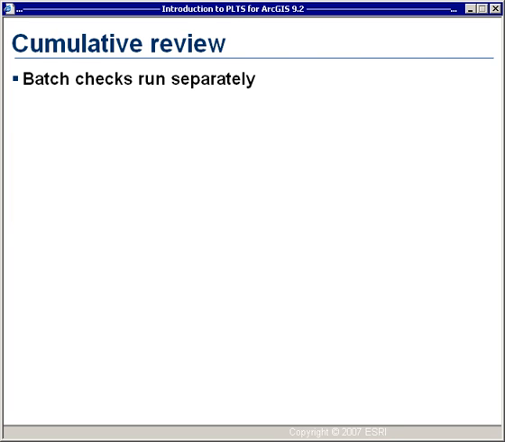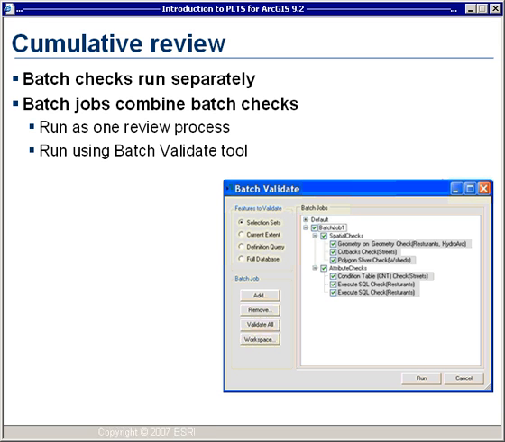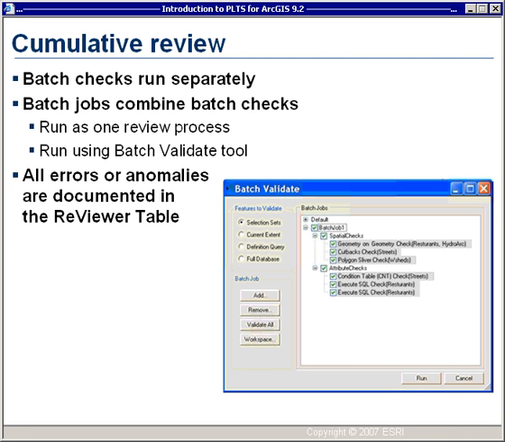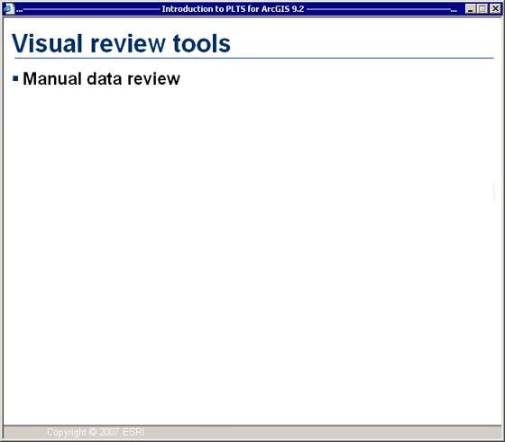Not only can you run each batch check separately, but you can use them together to perform a cumulative review. The cumulative review is termed a batch job, and it combines all the individual checks into one review process. The tool used to run a batch job is called the Batch Validate tool. Just like with the batch checks, when you run a batch job, all the errors or anomalies are documented in the reviewer table. With the automated review complete, the next step is usually to conduct a visual review.